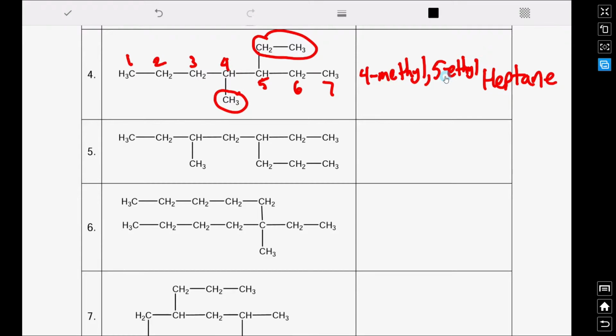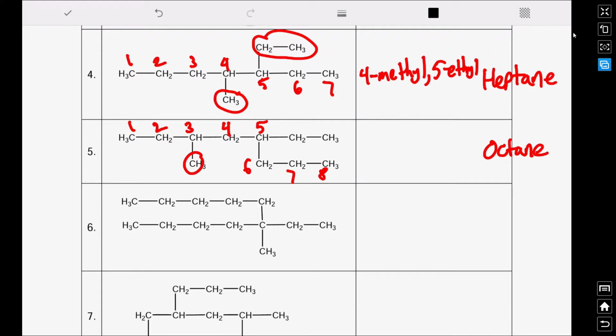4-methyl, 5-ethyl heptane. That is what that compound is. Okay, the next one, again, number the carbons. 1, 2, 3, 4, 5. If I continue going, that'll give me 6, 7. But I think if I count the other way, I get a longer carbon chain. 6, 7, 8. So this is going to be an 8 carbon chain. So this will be an octane.